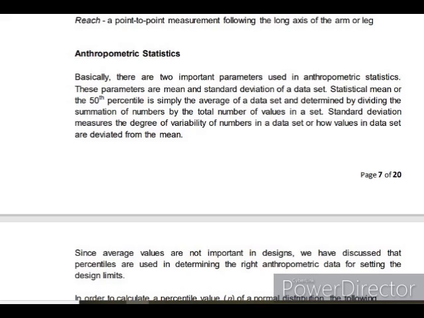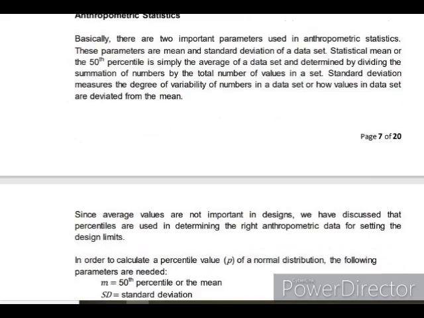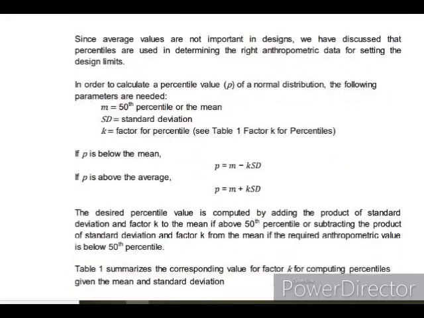Statistical mean, or the 50th percentile, is simply the average of a data set, determined by dividing the summation of numbers by the total number of values in a set. I know that you know that already. Standard deviation measures the degree of variability of numbers in a data set, or how values in a data set deviate from the mean. I know that you already know that, because we have tackled that in our statistics.